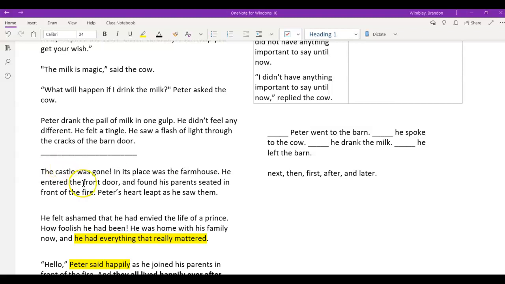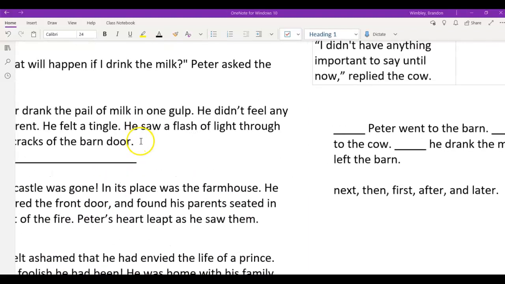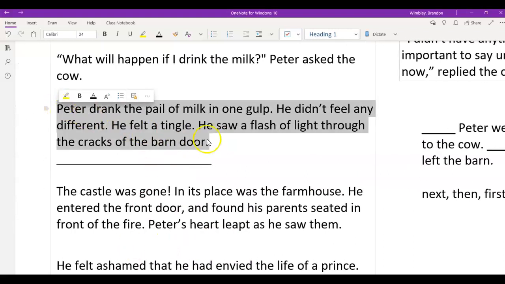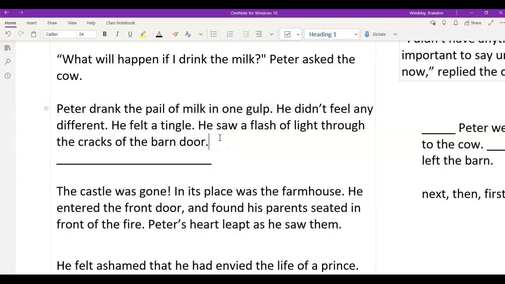So I have this paragraph right here for my story. It reminds about the boy named Peter, and we have this sentence right here. Peter drank the pail of milk in one gulp. He didn't feel any different. He felt a tingle. He saw a flash of light through the cracks of the barn door. So in the first part of my draft, I see that I have a series of events, but I don't transition between events with signal words. My writing's kind of choppy. The connection between my ideas isn't clear.